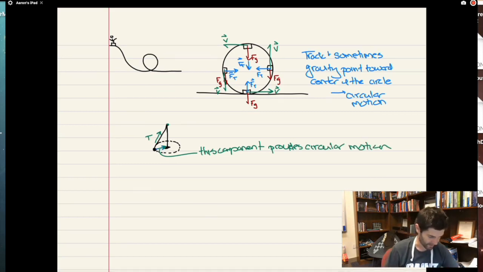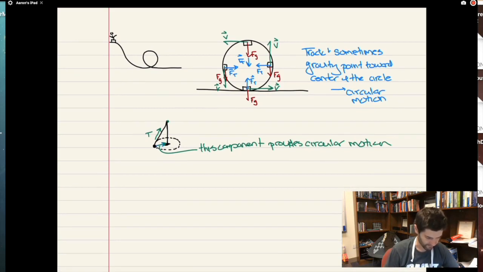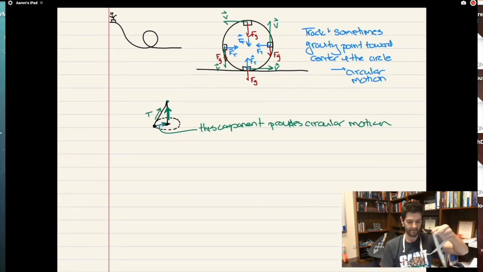The other part, the part that points perhaps directly upward, that part is then what is balancing gravity, which is pulling the ball downward.